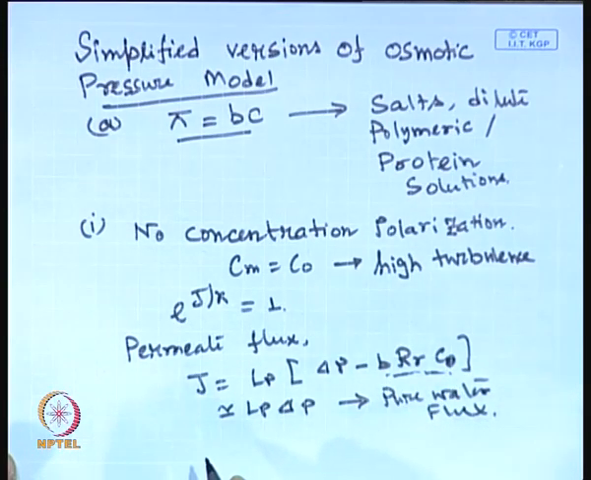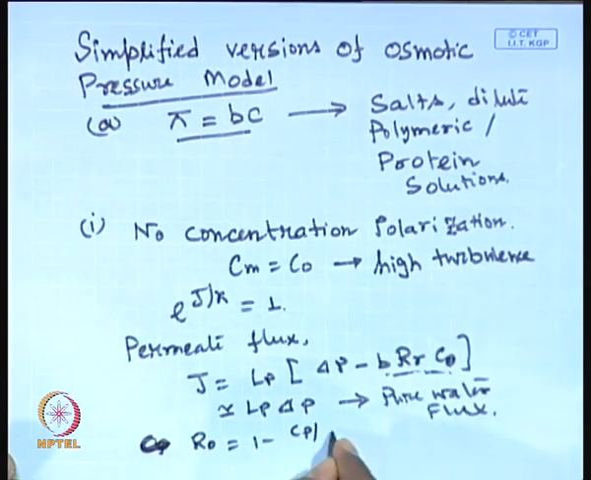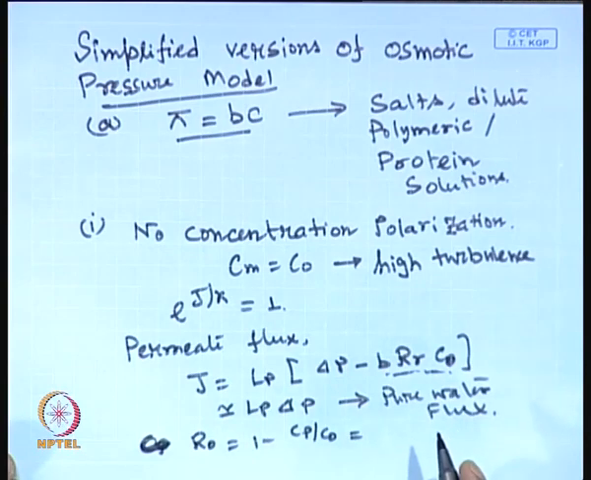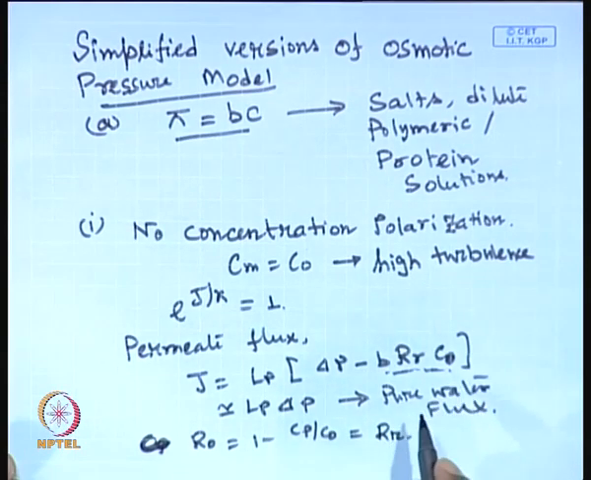That is number 1. And what will be the permeate concentration? Cp will be 1 minus Rr times C naught. Your observed retention becomes real retention in that case, because Cm is equal to C naught, right? So observed retention becomes real retention, and the concentration of permeate can be obtained from 1 minus RR times C naught.